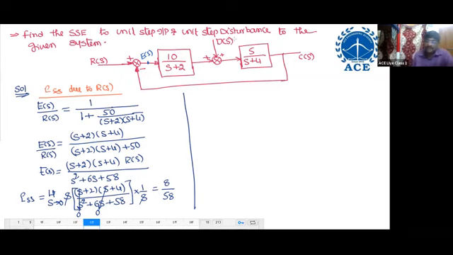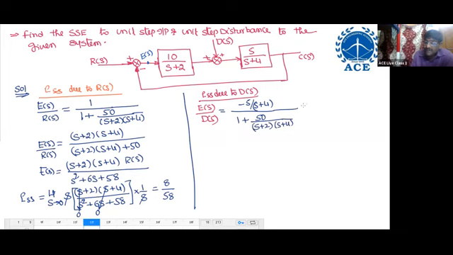Next, find ESS due to D of s. Due to D of s you find E of s by D of s. What is the path gain here? Minus 5 by s plus 4 is the path gain. Check out 5 by s plus 4 into minus 1, divided by loop gain: 1 plus 50 by (s plus 2)(s plus 4).